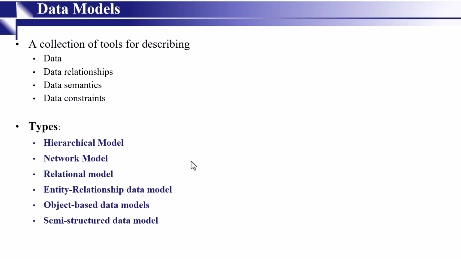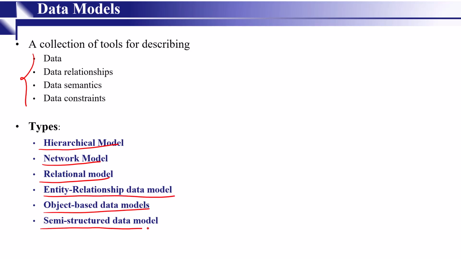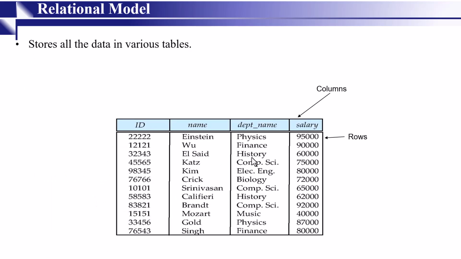Data models are tools to describe data, and also relationships of data, data semantics, and data constraints. So all these tasks are described by data models. We have several types of data models: hierarchical model, network model, relational model, entity relationship data model, object-based data model, and semi-structured data model. In the hierarchical model, we organize data like a tree. In the network model, we use a graph-like structure. In the relational model, we use tables. The entity relationship model focuses on entities and connections, while object-based models incorporate programming concepts, and the semi-structured models handle flexible data like XML.